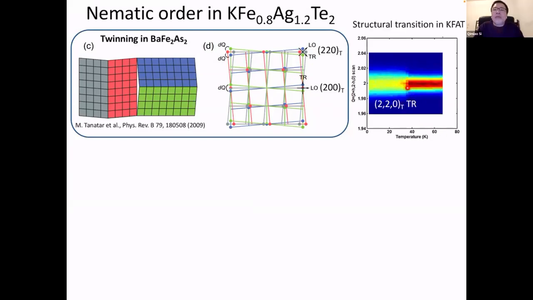In our case, this is a structural measurement. We see some changes at the magnetic transition temperature around 35 K. So this tells us that there's a structural transition here.